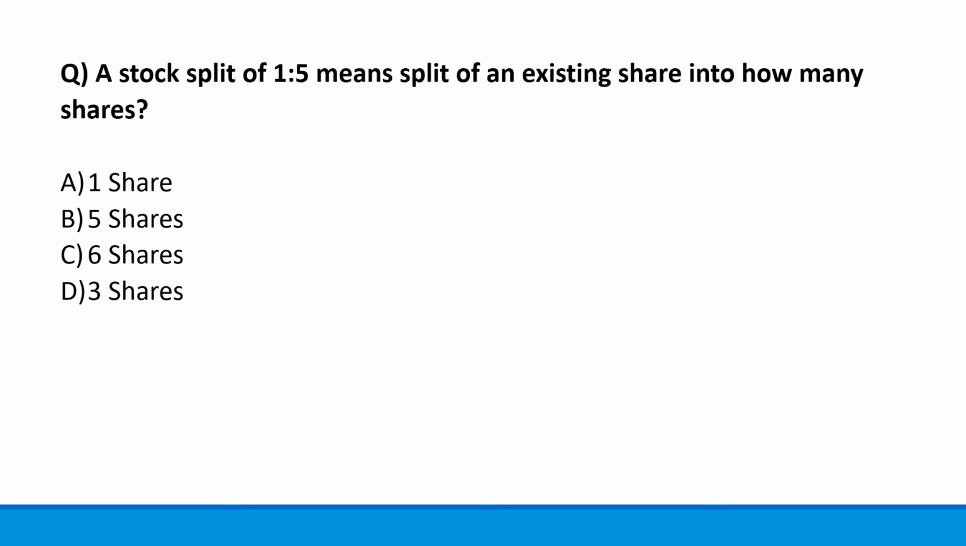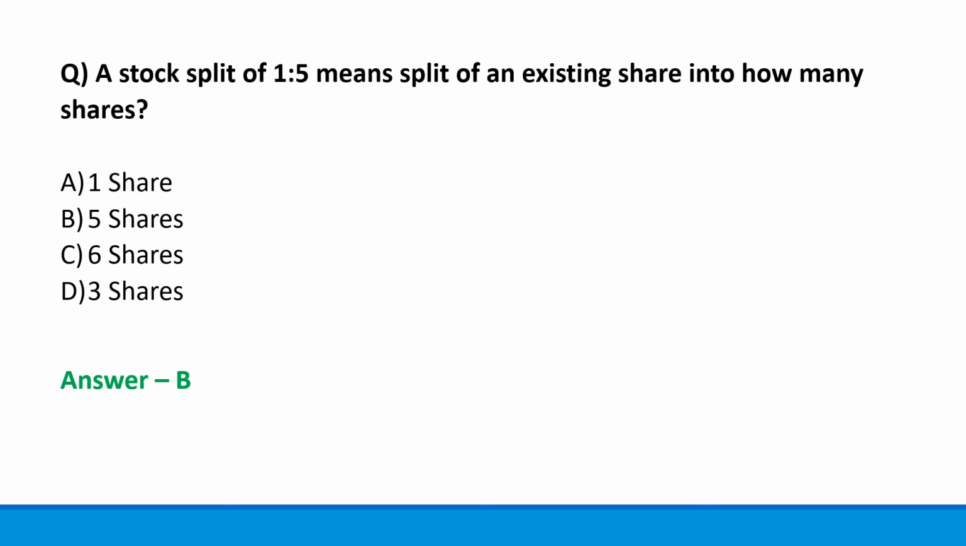A stock split of 1:5 means split of an existing share into how many shares? Option A, 1 share, option B, 5 shares, option C, 6 shares, and option D, 3 shares. The correct answer is option B, 5 shares.